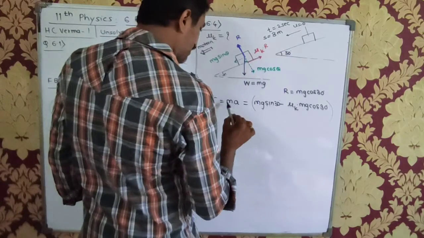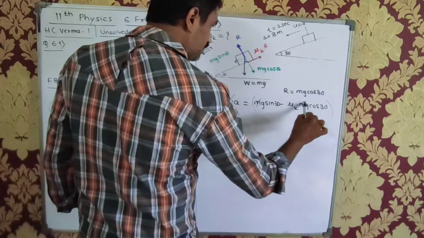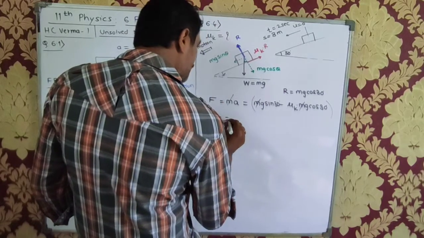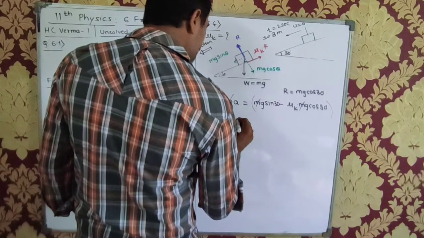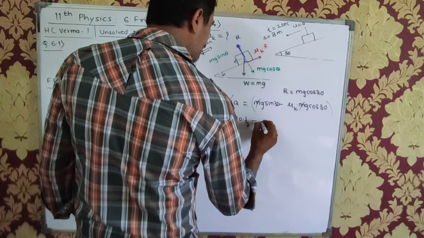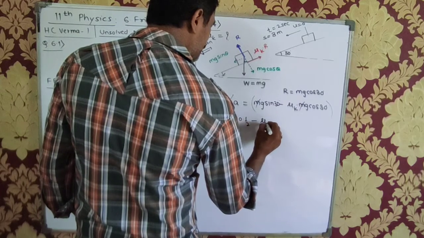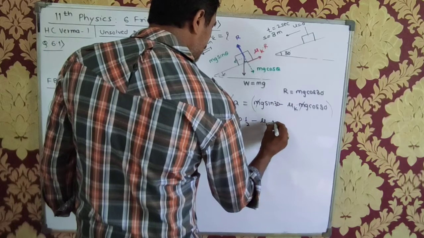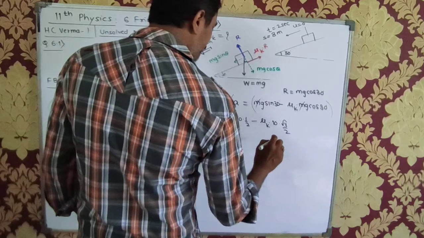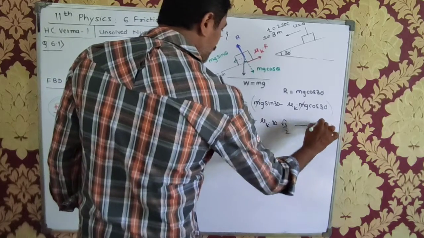So can I find out now? Can I cancel mass throughout, dividing throughout by mass? Yes. So what is the acceleration that you get there? This will become g, 10, sin 30, half, minus mu k, and I have to calculate this mu k into g, 10, cos 30, root 3 by 2. Is this okay? Now this is equation number 1.